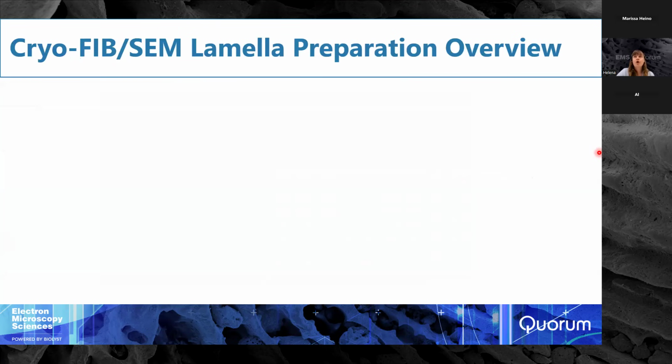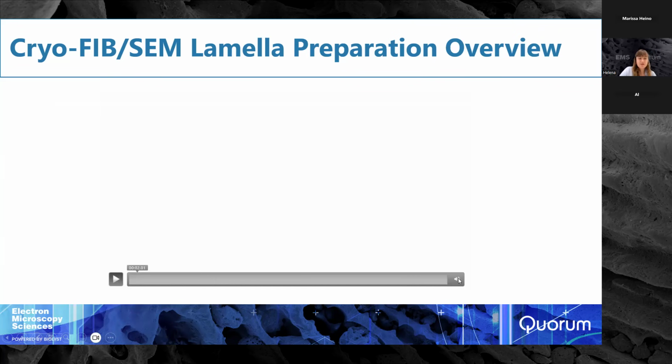So what does the whole workflow look like of going from cryo-freezing the sample, into our FIB-SEM, doing our lamella preparation, and then moving into our TEM? So I'm just going to get rid of this laser pointer, and there's a video that's hiding in the screen. Oh, I'm just going to turn the sound off for that.